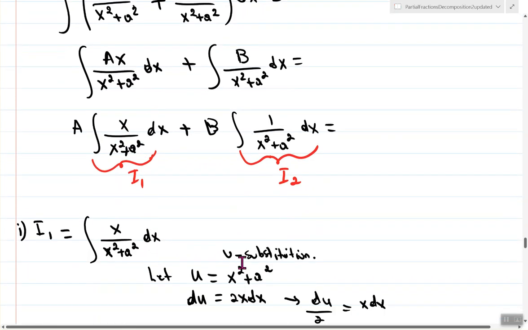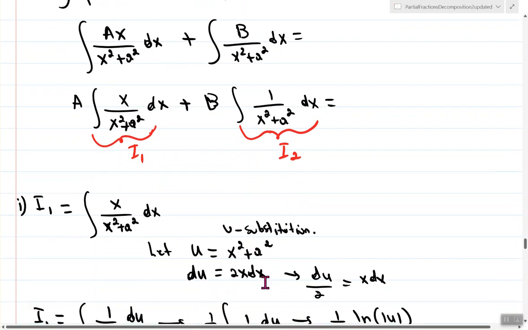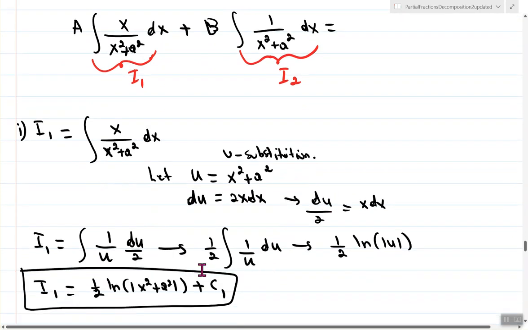We can solve this by u substitution. If you let u be x squared plus a squared, then du is 2x dx. Since you have x dx, you can solve for x dx by dividing this equation by 2. Then it just becomes a substitution problem. You get 1 over u times du over 2. Then you bring 1/2 outside, and to integrate 1 over u, we know it's just the natural log of the absolute value of u. When you replace u by x squared plus a squared, then you're done.